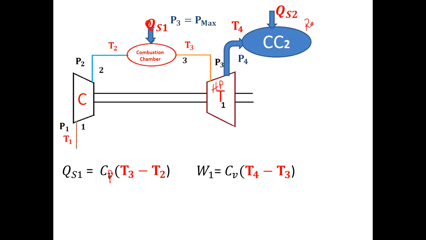Reheat. Then the turbine work, W turbine work 1, is equal to Cp into T4 minus T3. The fluid is given to the next turbine, rising to temperature T5 from combustion chamber 2. Therefore the temperature T3 is equal to T5.